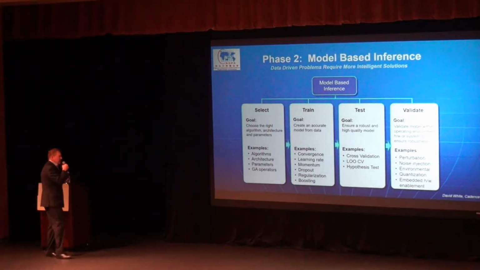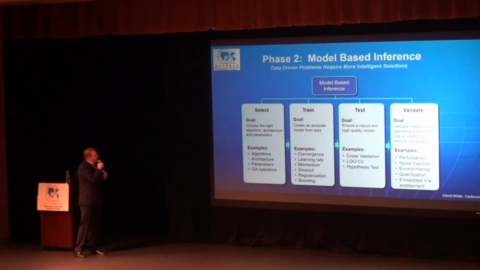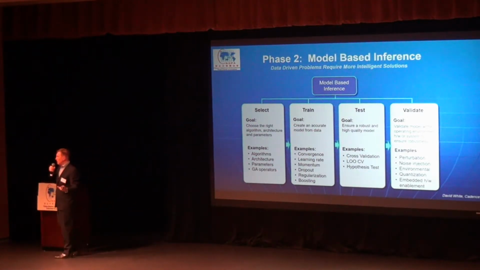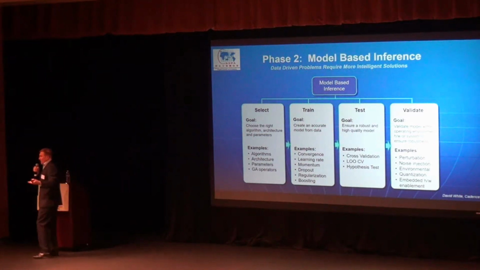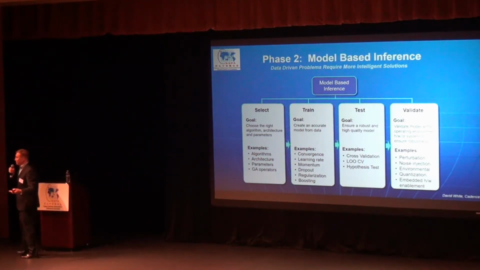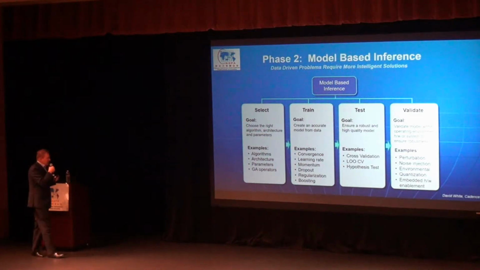So the second phase is the model-based inference phase. And here, we're basically going to select the algorithm we're going to use. There are many different types of machine learning and deep learning approaches out there, so you have to find the right one for your problem. Deep learning is very interesting for many applications, but it's not the right algorithm for all applications. And so you have to be able to select which algorithm is correct.